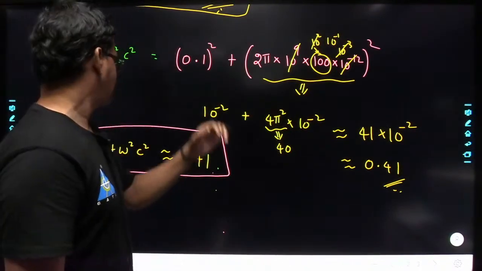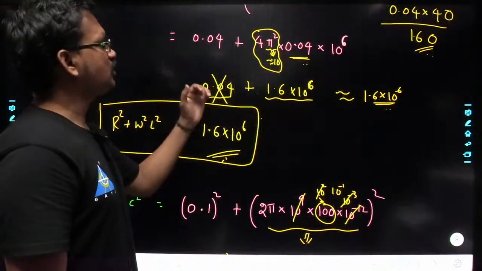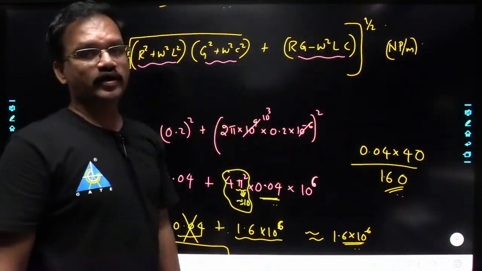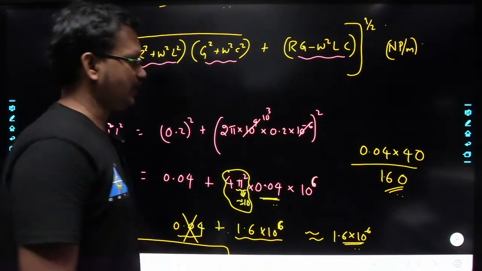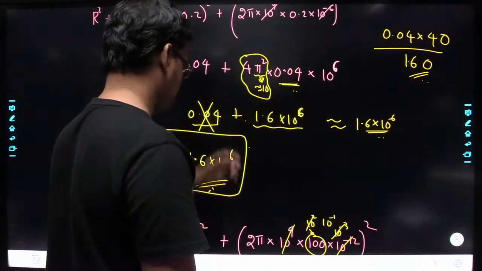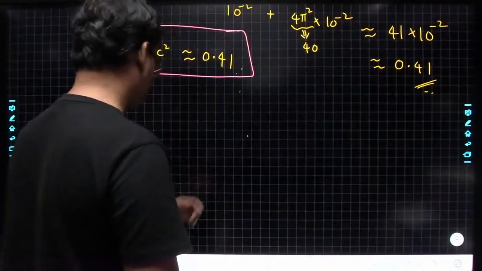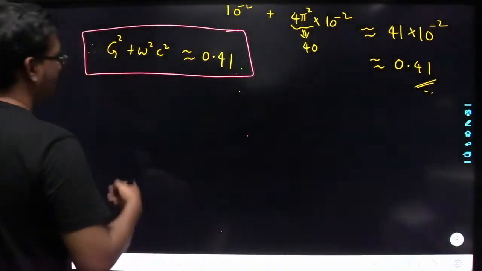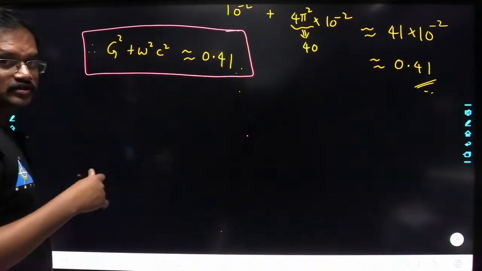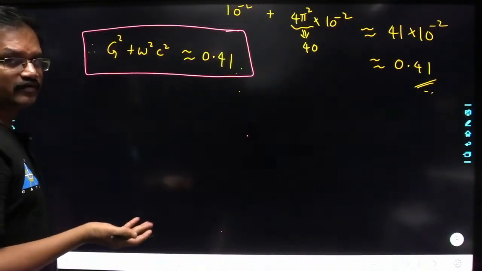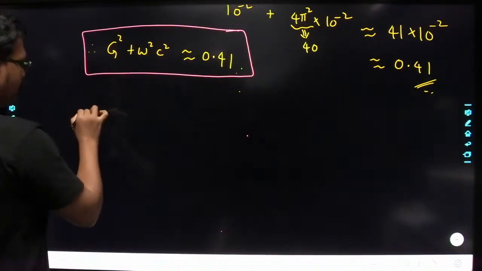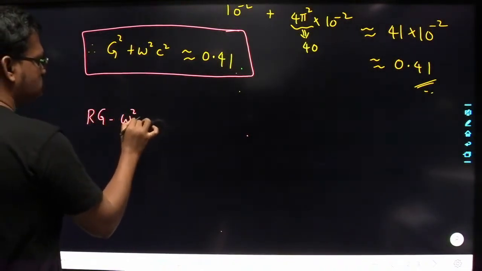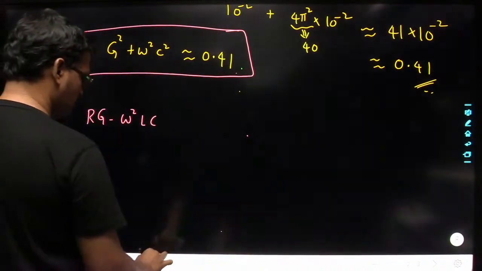Okay, so next, what is the other term you have to determine here? The other term is Rg minus omega square Lc. So once you determine these three terms, then you can determine the alpha value as well as the beta value. So next is Rg minus omega square Lc. This value you have to determine.